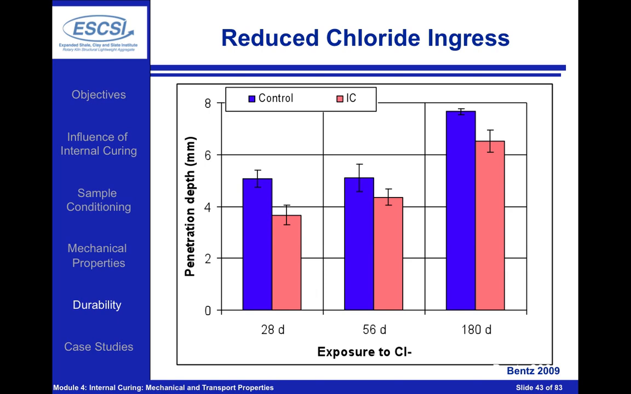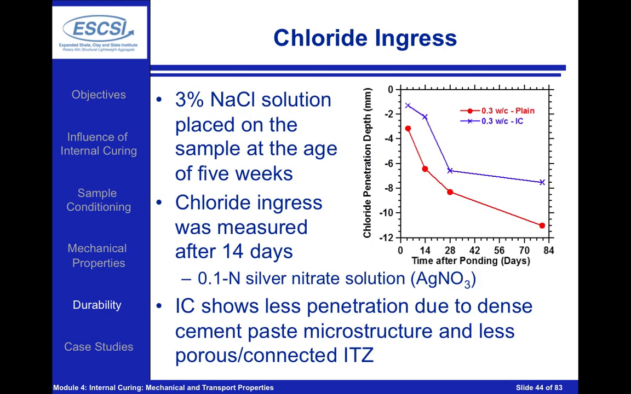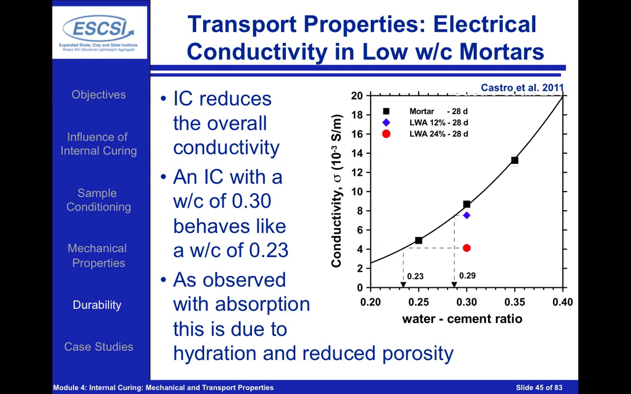That's the first thing. The second thing that we can see here is, in addition to hydrating more of the cement, we're really reducing the interfacial transition zone regions. Here we can see the same type of information where we're looking at the depth of penetration as a function of time, and what we'll see is in the internally cured concretes, we typically see less penetration at sufficient depth inside of the system, again due to the dense microstructure and the less connected interfacial transition zone.